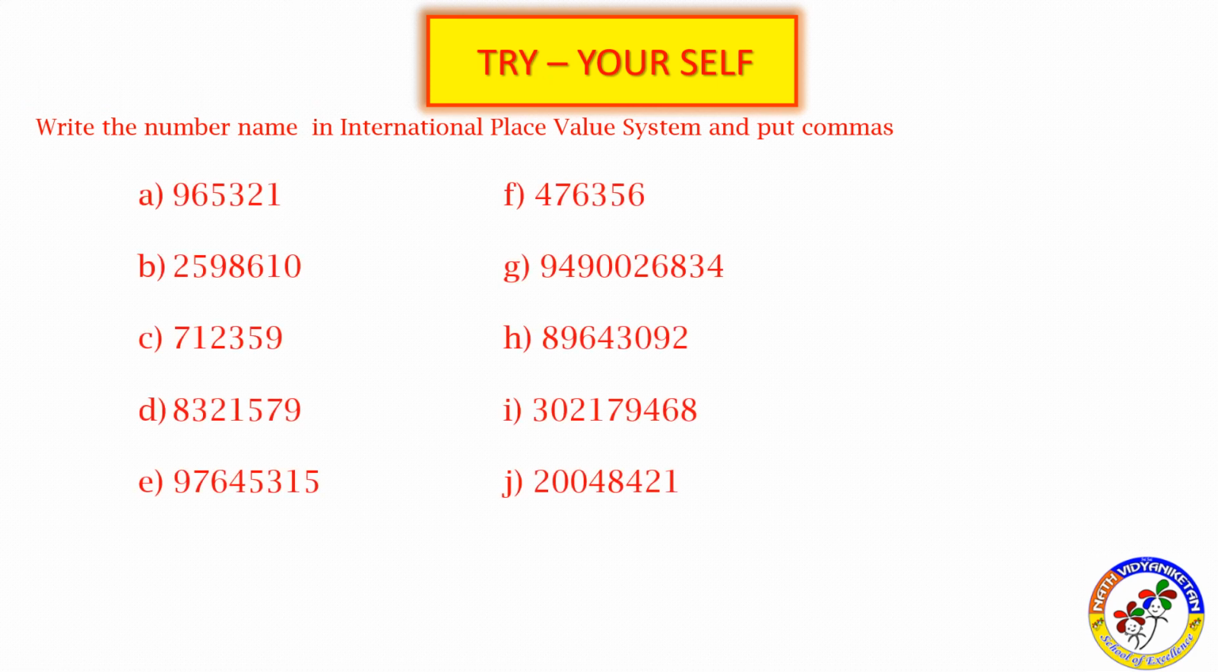So here try yourself. Some sums are given here. You have to try these sums in international place value system. International place value system lో place values వేసుకుని నీట్గా కామాస్ పెట్టుకుని నీట్గా నెంబర్ నేమ్ రాయాలి. ఓకేనా? సో ప్రాక్టీస్ దీస్ సమ్స్. దిస్ ఈస్ ద కాన్సెప్ట్ ఫర్ ఇంటర్నేషనల్ ప్లేస్ వాల్యూ సిస్టమ్.